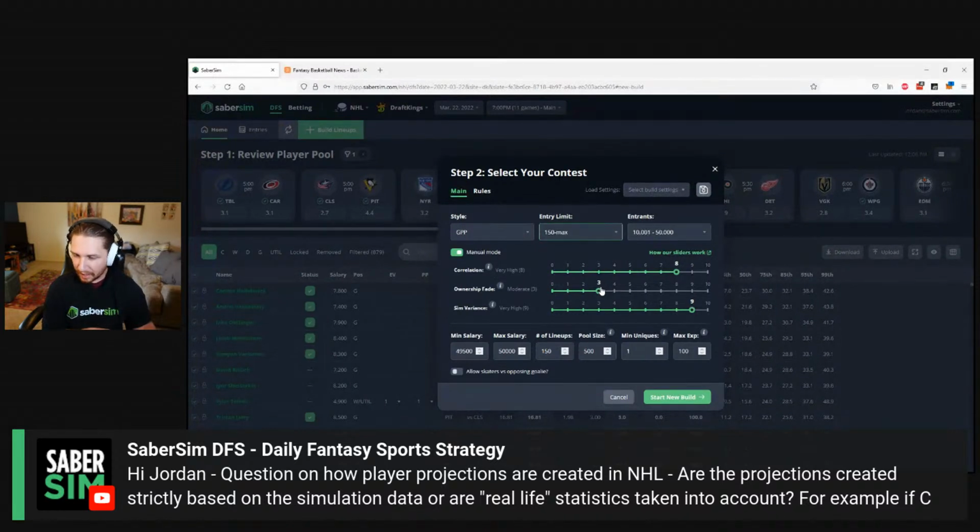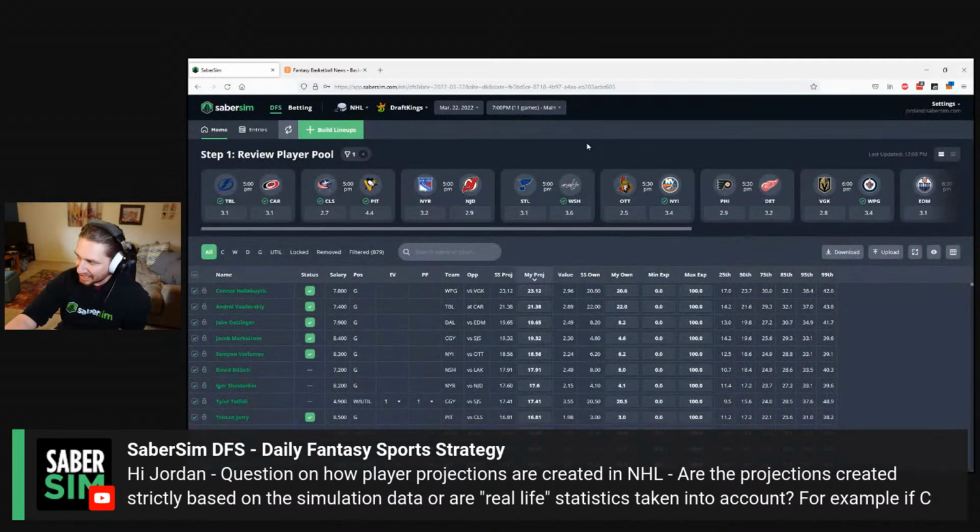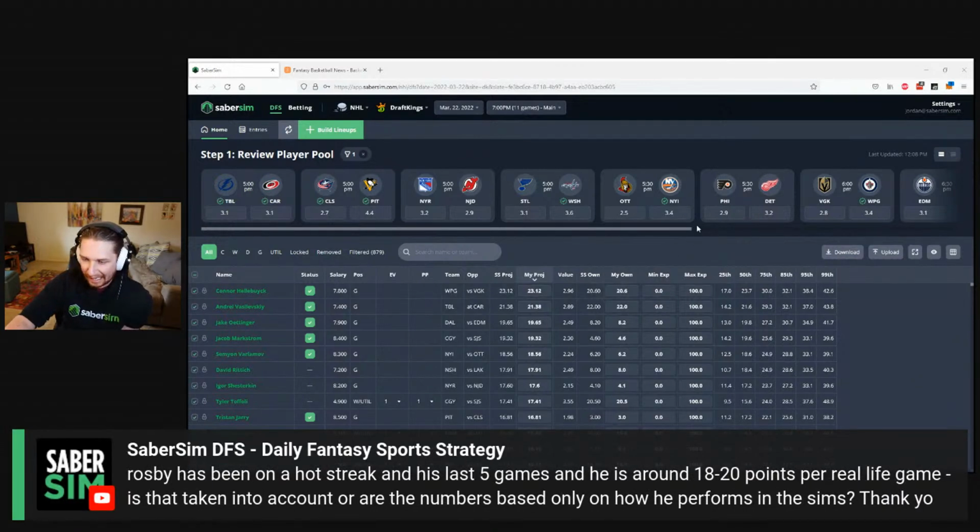overall. So the projections are strictly based on the simulation data, but they are not really used in a way that maybe you might be accustomed to with a traditional tool. Now, the second question I think is a little more interesting. Are real life statistics taken into account? Hot streaks, I guess, in particular. They are and they are not.